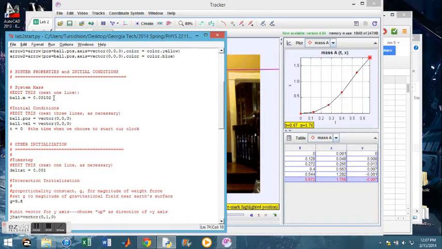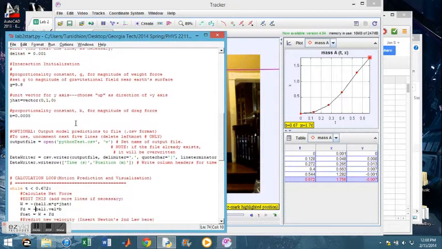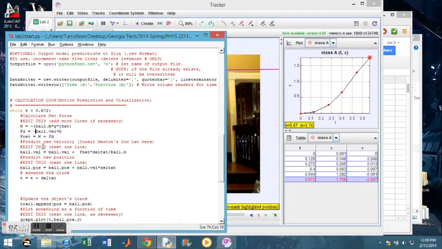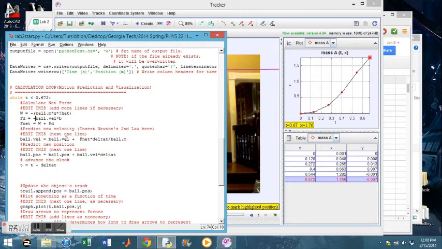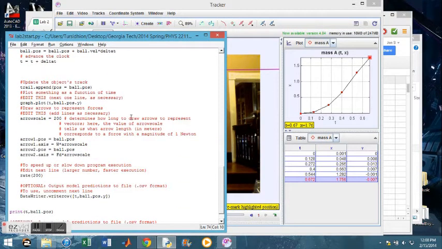I inputted all the important data such as the ball's mass, starting time of 0, and the ending time, 0.672 seconds, and then I inputted the forces, the weight force and drag force, and these make up the net force. Over here I've got Newton's second law, as well as the position variant of the law, and I also added arrows to show the forces more easily in the demonstration.